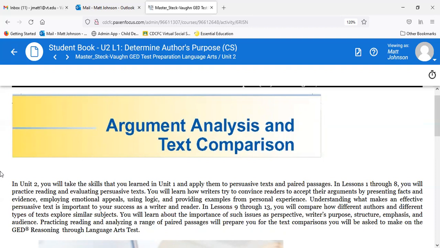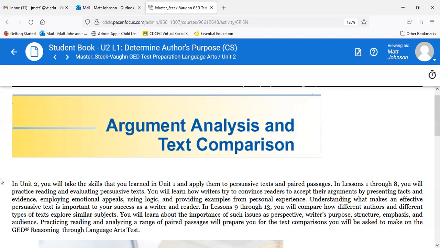In lessons 1 through 8, you will practice reading and evaluating persuasive text. You will learn how writers try to convince readers to accept their arguments by presenting facts and evidence, employing emotional appeals, using logic, and providing examples from personal experience. Understanding what makes an effective persuasive text is important to your success as a writer and a reader.